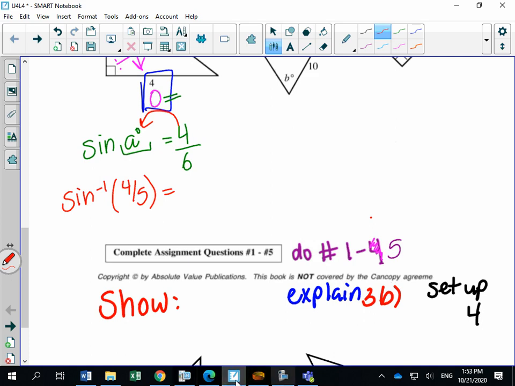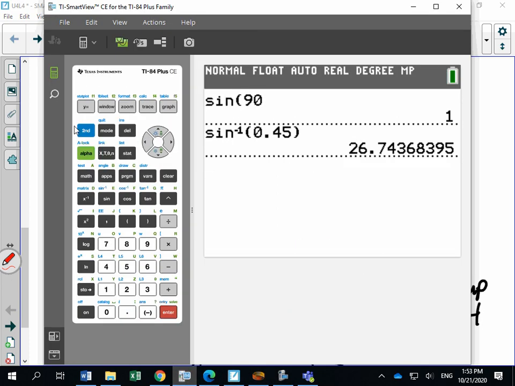And then I would say, okay, on my calculator, the inverse sine of 4 divided by 5. Did I type it in wrong? Oh, 4 divided by 6. Did I write 6 or did I write 5? I'll fix that. The inverse sine of 4 divided by 6 is 41.8, and they want this rounded to the nearest degree, so that would be 42 degrees.